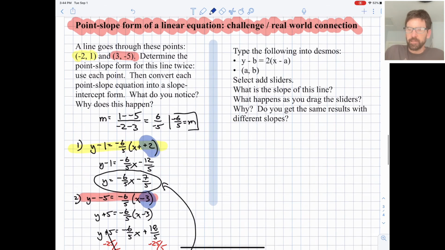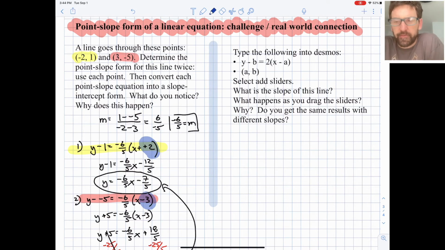Okay, next one, this Desmos connection. Type the following into Desmos: y minus b equals 2 times x minus a. And also type a and b into Desmos and add some sliders. So we're trying to find the slope of the line, what happens as you drag the sliders, and you get the same results with different slopes.